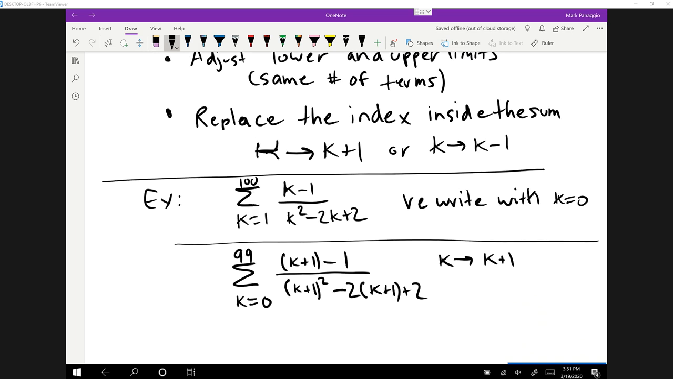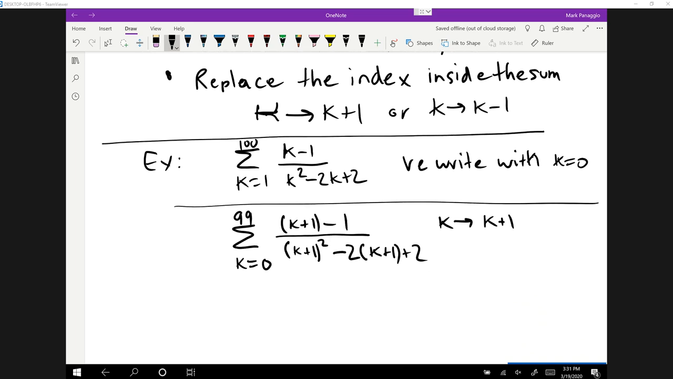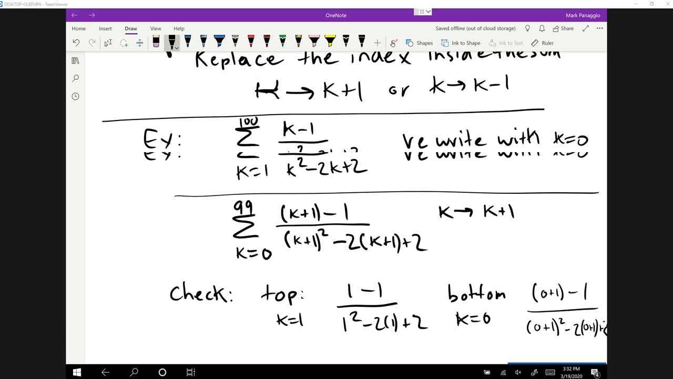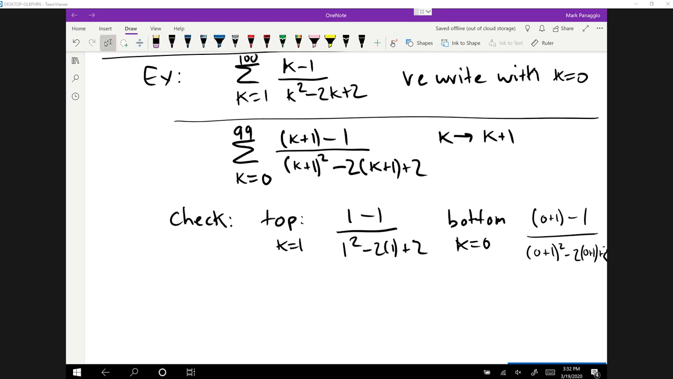And if you check, let's just look at the first term. On top, what happens when we plug in k equals 1? We have 1 minus 1 over 1 squared minus 2 times 1 plus 2. And on the bottom, the first value was k equals 0. So plugging that in, we will have 0 plus 1 minus 1 over 0 plus 1 squared minus 2 times 0 plus 1 plus 2. And you can easily check that those are indeed the same. Okay, so that's good news. It seems like our sums are equivalent.